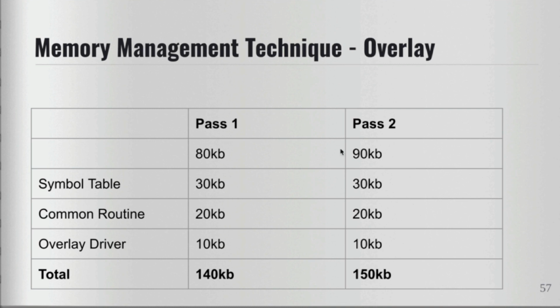So in situation 1, when we are running pass 1, the total size becomes 80 plus 30 plus 20 plus 10, which is 140, and pass 2 becomes 90 plus 30 plus 20 plus 10, which is 150 KB. Now, if we have a memory partition of 150 KB, then we can run each of these passes individually very easily. Okay, so that's how the overlay concept is useful to manage the memory.